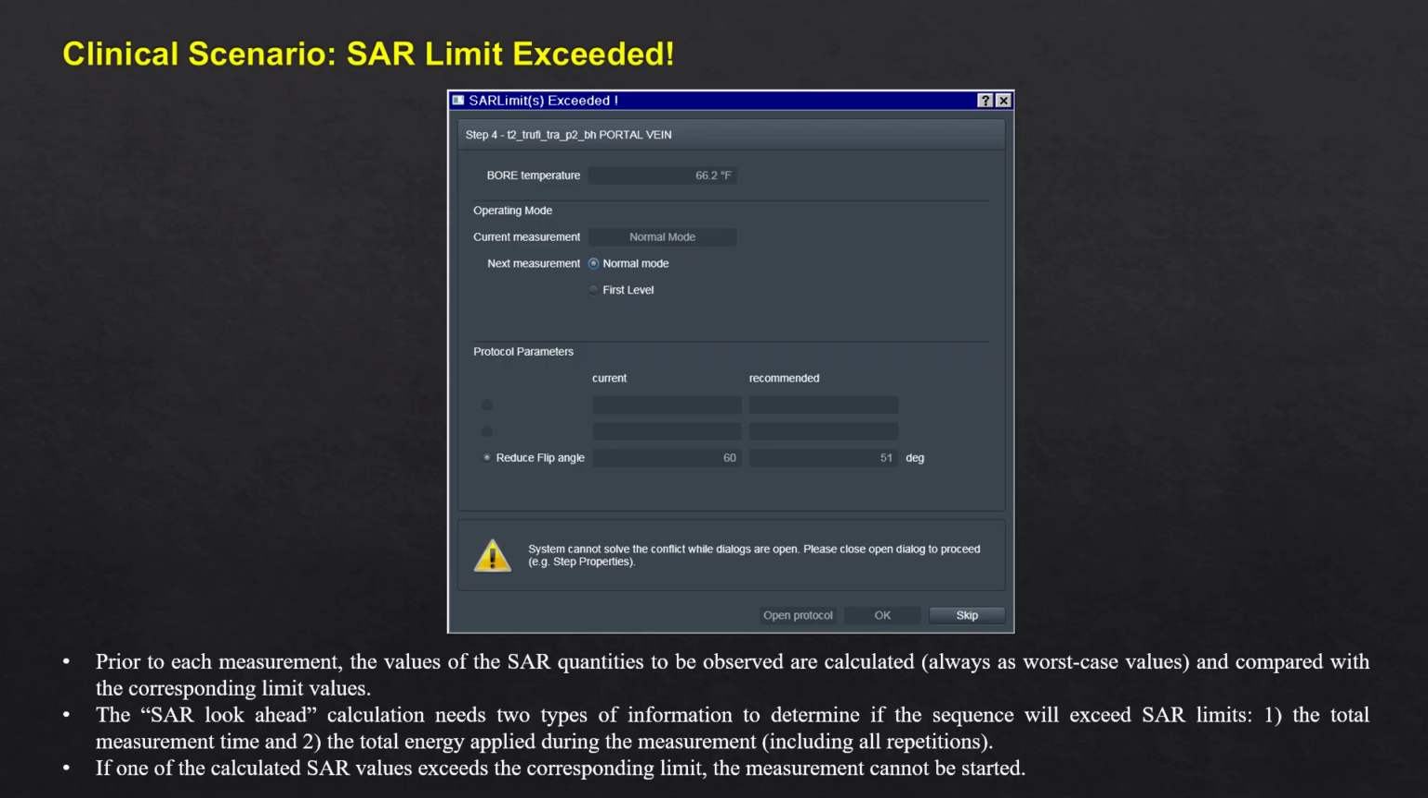If any of the calculated SAR values exceed the allowed threshold, the scan cannot be started. That's when you will see the "SAR limit exceeded" message pop up in a dialog window. This is not just a technical warning, it is a patient safety protection mechanism built into the MRI system. So what should you do when this happens? First, do not ignore it. The system is preventing you from running a sequence that may cause excessive tissue heating. Next, you need to reduce SAR by adjusting your protocol.